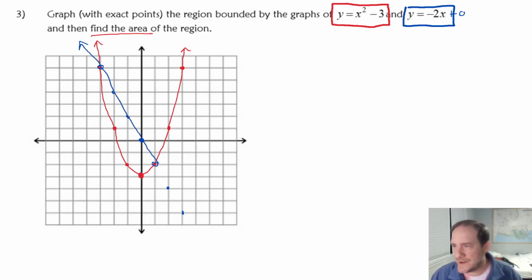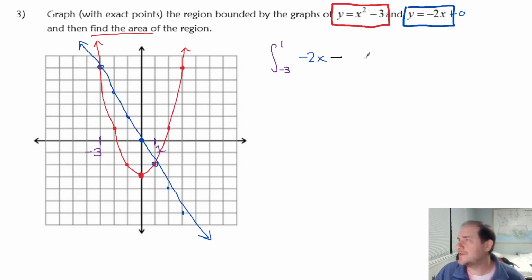So that's kind of on purpose, as I wanted to give you a problem that was fairly easy, where you can just clearly see that the points of intersection here are negative 3 and also 1. So setting up our integral should be pretty easy. We know that we want the integral that goes from negative 3 to 1. And we can literally see that the greater function between negative 3 and 1 is the line. So as we set up our integrand, we will go negative 2x first. And then we'll subtract from that the red quadratic function, so x squared minus 3.